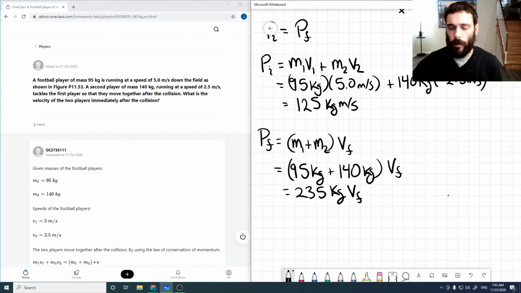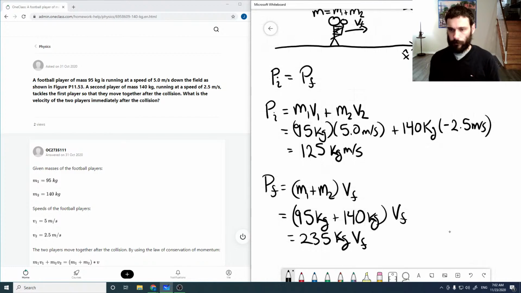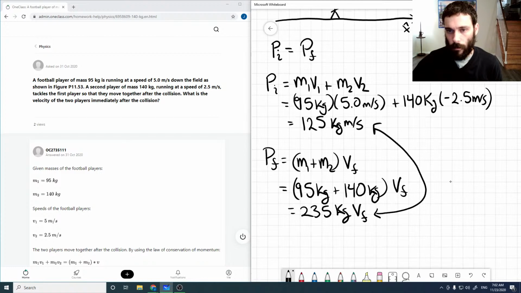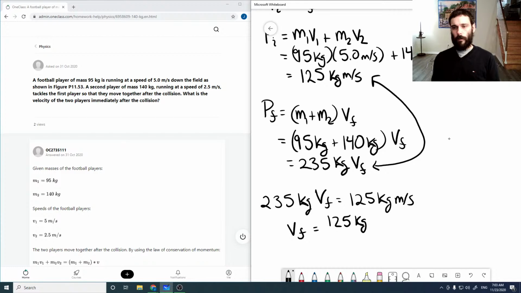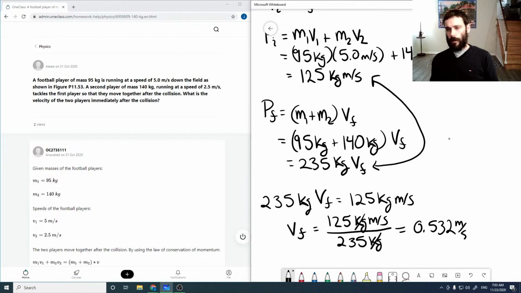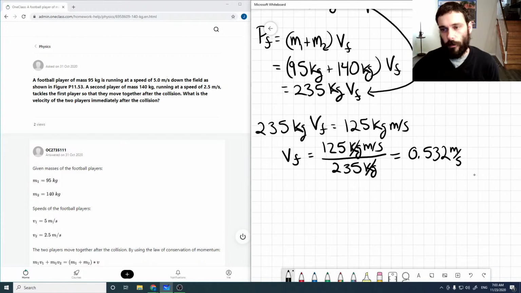And now we're in a place to solve this, as these two quantities are equal, right? Our Pi equals our Pf. So we can just say that 235 kilograms vf is equal to 125 kilograms meters per second. vf is then equal to 125 kilograms meters per second over 235 kilograms. The kilograms will cancel, leaving meters per second. And this is equal to 0.532 meters per second, and this is in the positive direction. So my original drawing was correct. They continue to move in the positive x direction.